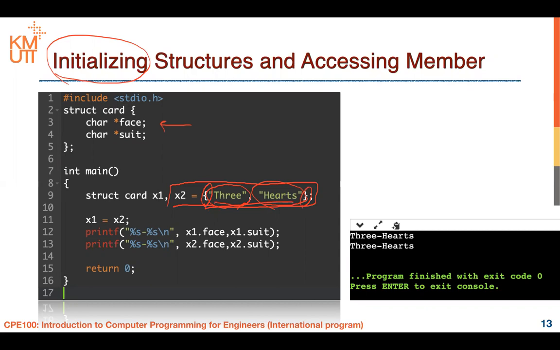Or you can use x1.first. If you want to copy a string to x1.first, how can we do? First of all, you have to include string.h. strcmp is compare two strings, but if you want to copy a string, you have to use this one, strcpy. Thank you very much, both. strcpy.